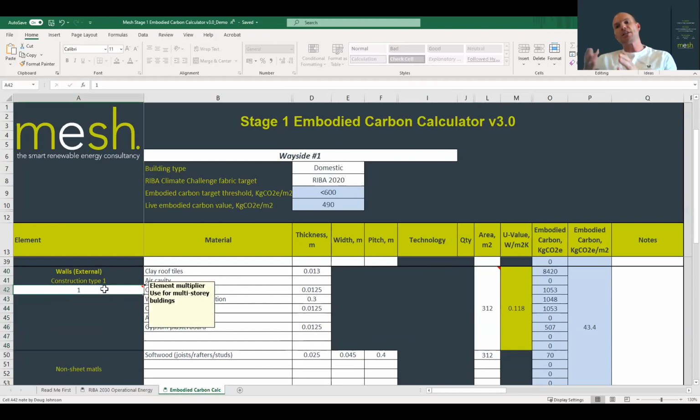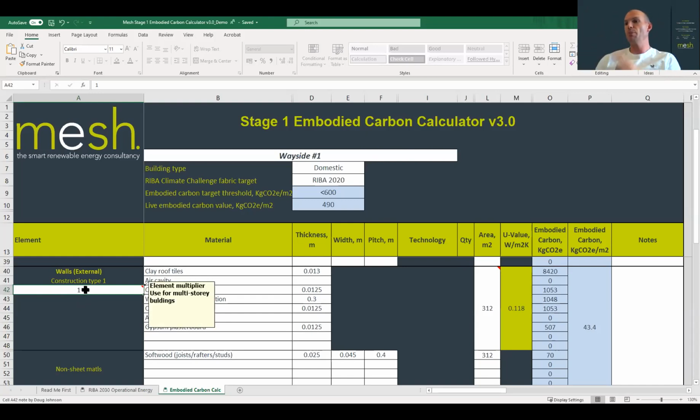Now, one of the other big additions for this calculator is, because we're doing commercial as well as domestic, very quickly, obviously in commercial developments, you could get to multi-story developments. And again, to save you time here and to give you an idea, we've put in multipliers against walls, floors, et cetera, to help you duplicate that up without having to input the data over and over again on different stories.